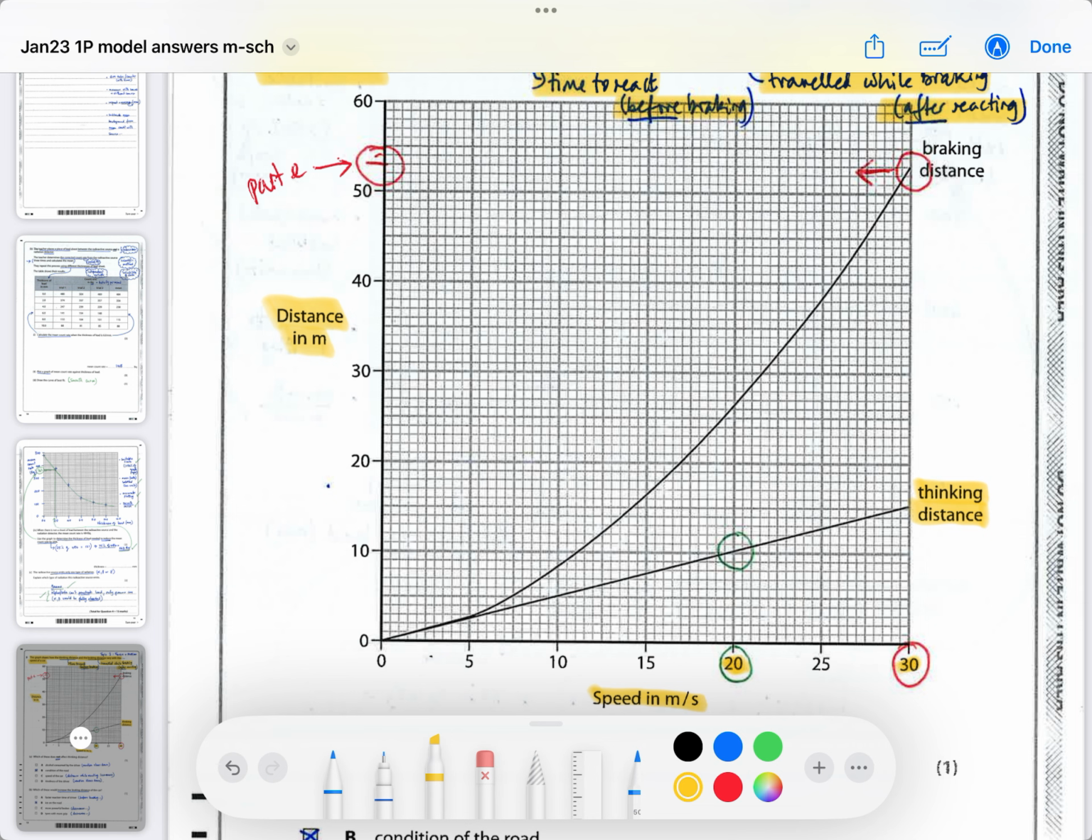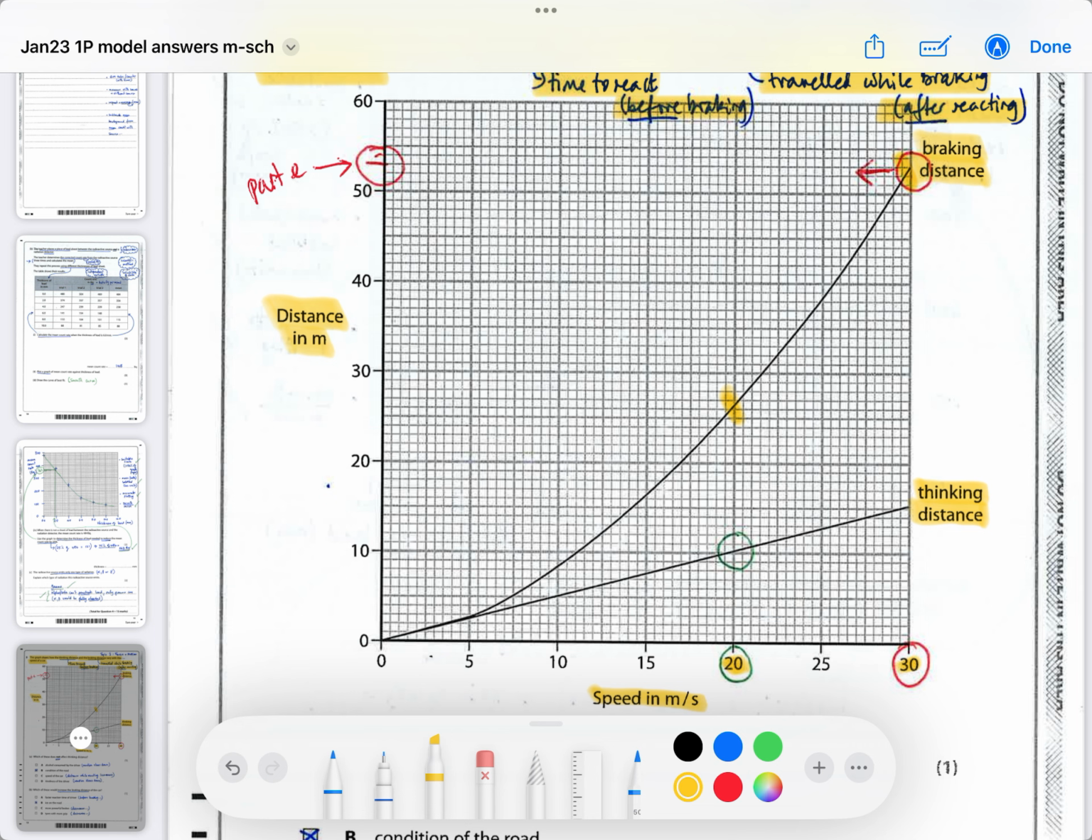Whereas you'll notice that the braking distance doesn't go up as a straight line. The braking distance graph is a curve. So that means at 30 meters per second compared to 20 meters per second, you can see at 20 meters per second, the braking distance for the car would be about 26 meters. It will be around here. And for 30 meters per second, the braking distance would not be just proportionally higher in terms of linear proportional, it will be something like 50 something.